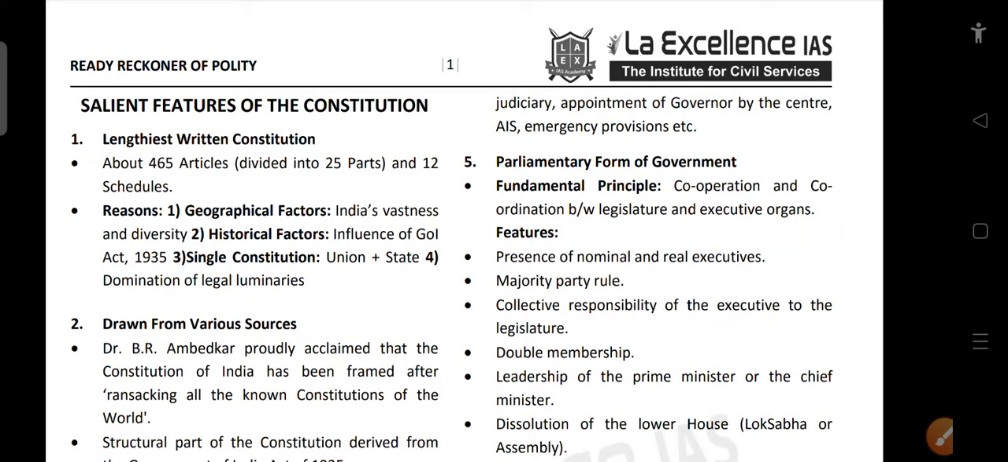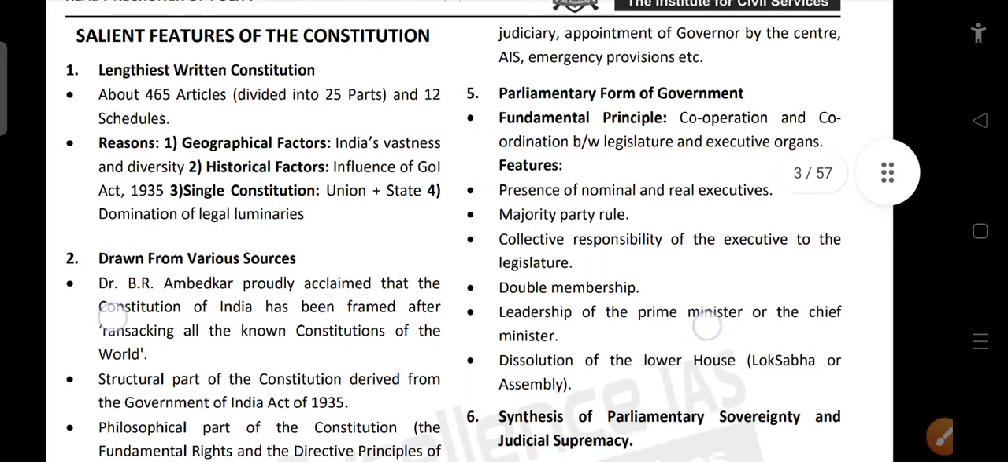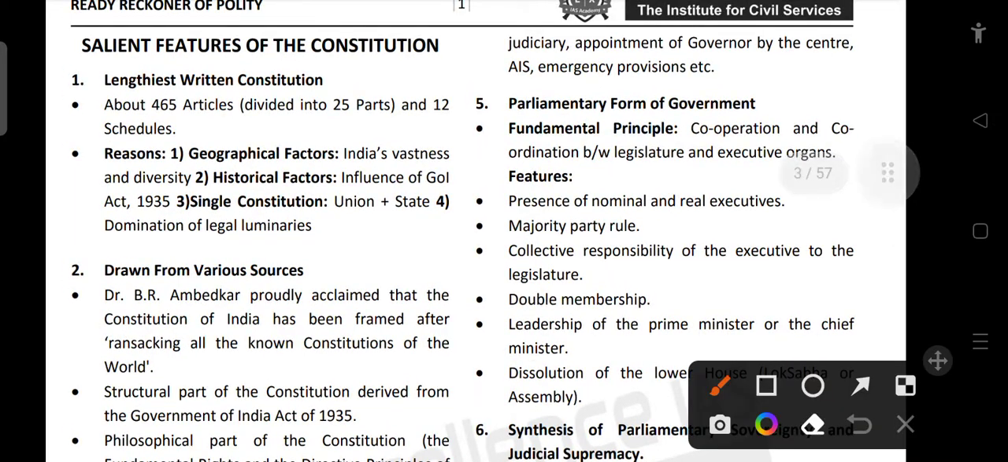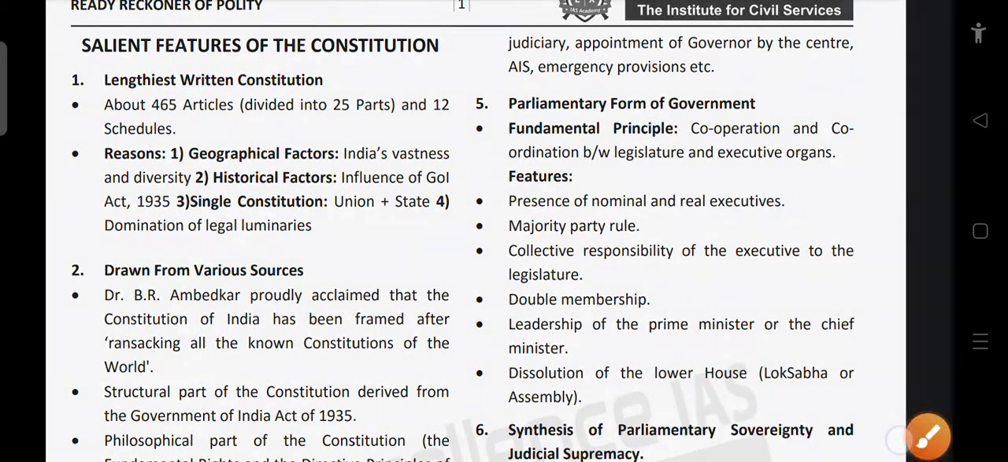Hey guys, let us begin with the static portion series, and in that we'll begin the new subject, polity. The first topic is salient features of the constitution. So what are the salient features?